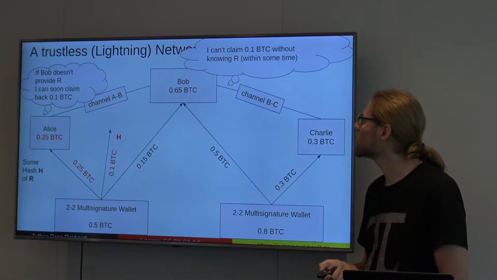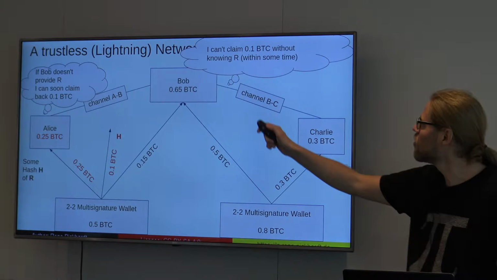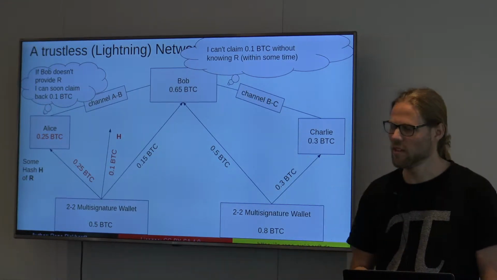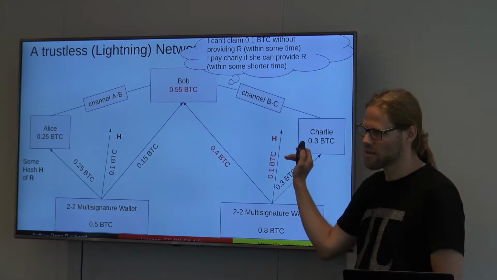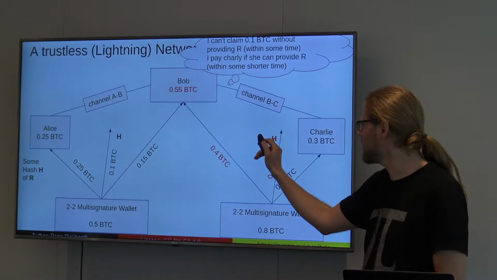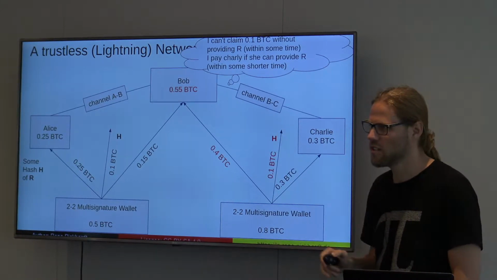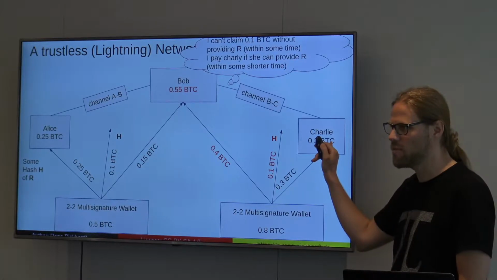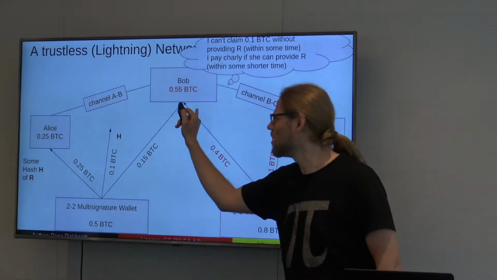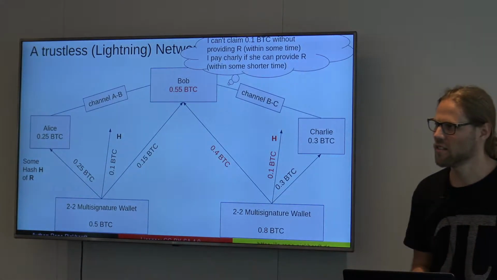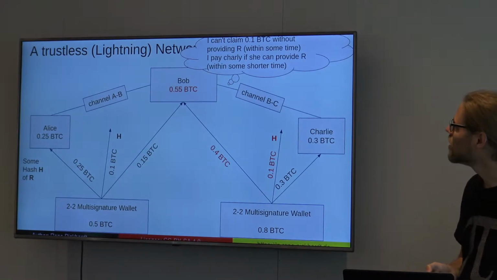What Bob thinks is, well, I can't claim this 0.1 Bitcoin without knowing R in some time, right? So Bob now is really incentivized to say, you know what? This payment is supposed to be for Charlie. I set up an HTLC with Charlie using the same payment hash, because if Charlie wants to have this payment, it can only do so by providing the pre-image to me, and then I can claim this money. And that's the entire idea.